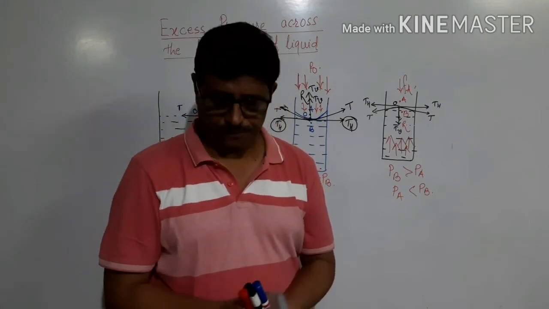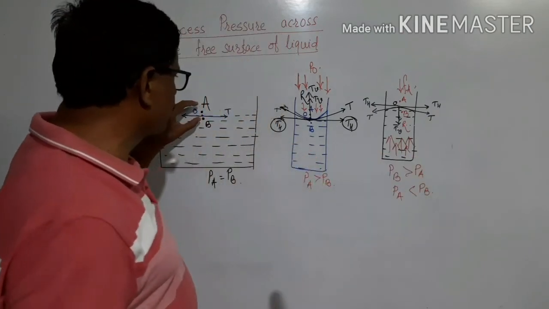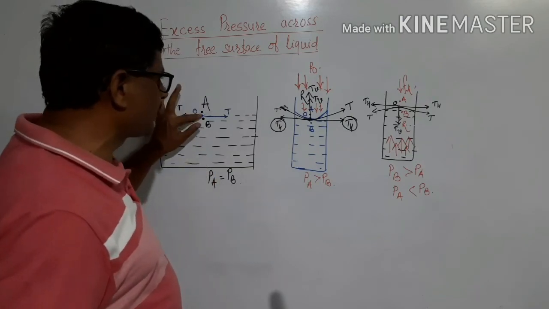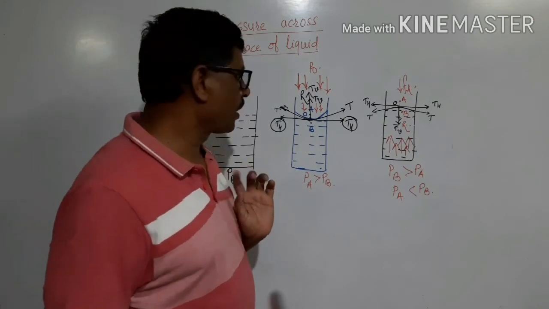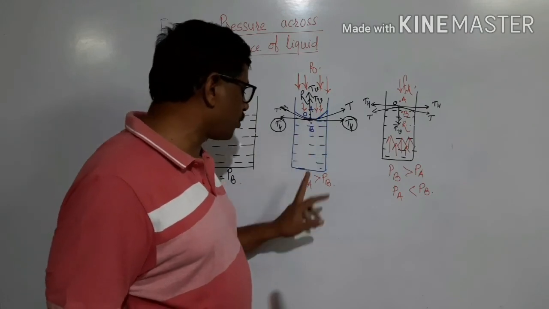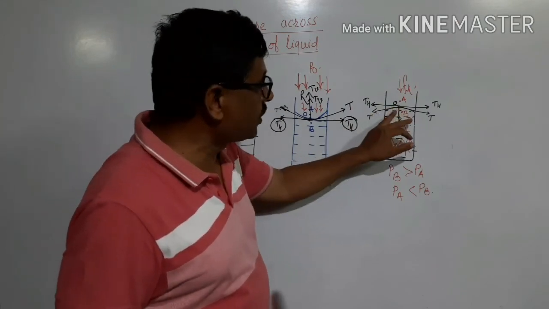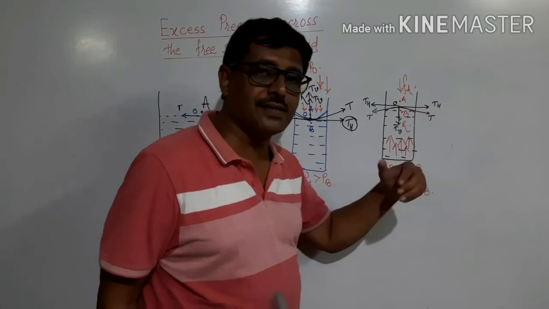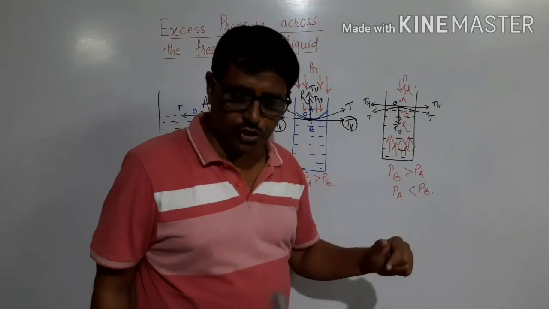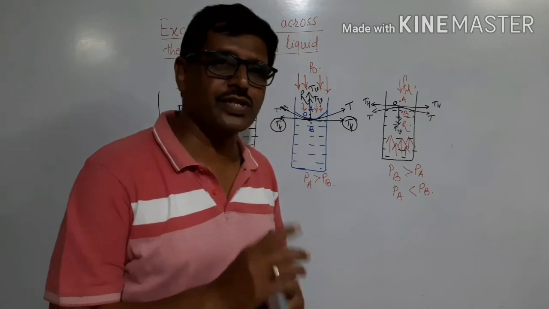In short, with this explanation, we will say that for horizontal liquid surface, there is no pressure difference. Pressure on either side of the horizontal liquid surface will be the same. For concave liquid surface, the pressure on the concave side is more. For convex liquid surface, pressure on the convex side is less. This is one and the same. The pressure on the concave side of the liquid surface is more than the pressure on the convex side of the liquid surface.